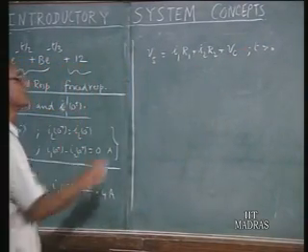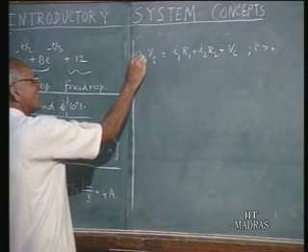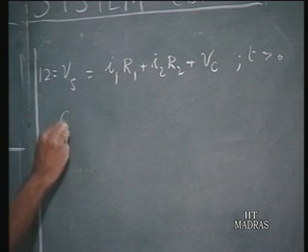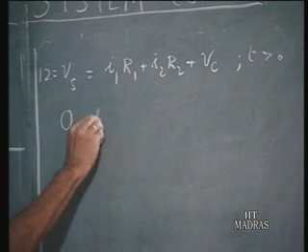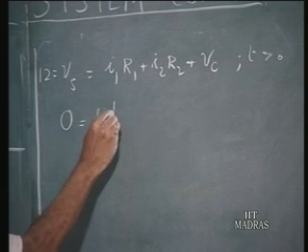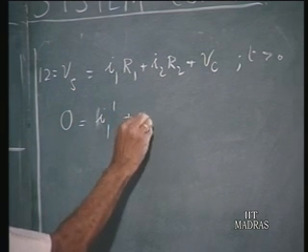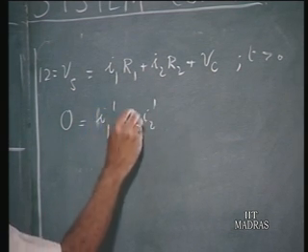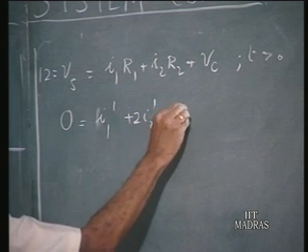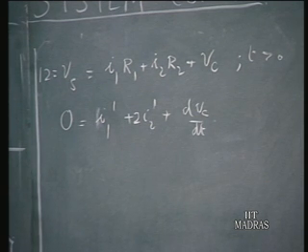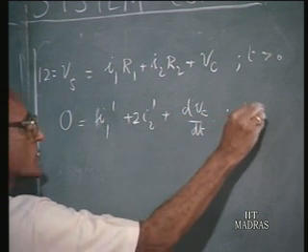Let us take the derivative of this. Vs is of course 12 volts all the time for t greater than 0, so the derivative of this constant is 0. R1 is 1 ohm, therefore I1' times R1, plus I2' times R2, which is 2 ohms, plus dVc/dt. That is what you are having: 0 equals I1' plus 2 I2' plus dVc/dt, R1 being 1 ohm and R2 being 2 ohms. Right? Now, this is true for all values of time greater than 0.